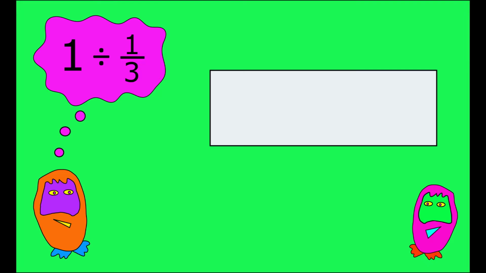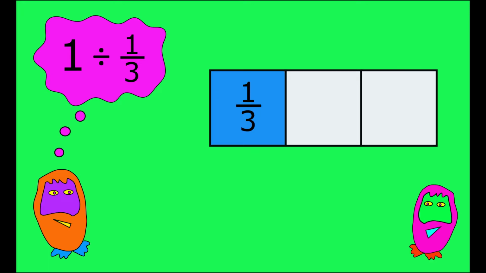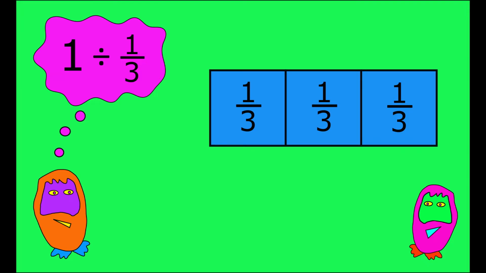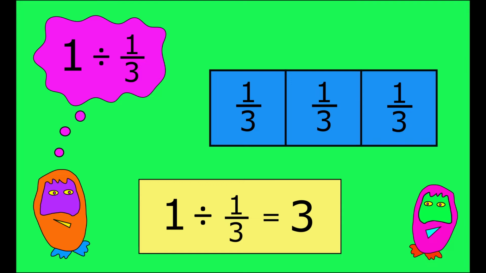Let's start with this example of 1 divided by a third and think about what it actually means. Let's draw a bar that represents one whole, and let's split it into thirds. That's 3 equal parts. If you look at the picture, you can see that bar is being filled up with thirds, and there are 3 of them in total. So 1 divided by a third is 3, because a third goes into 1 3 times.